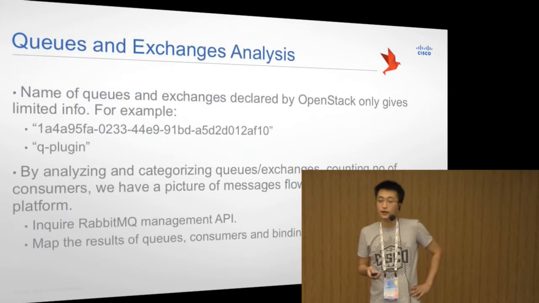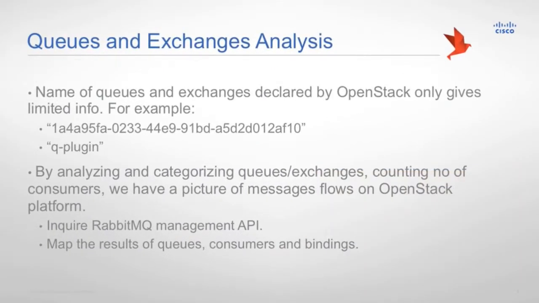So currently we deploy Icehouse and Havana against RabbitMQ. One of the issues we found is that when we try to troubleshoot, we see thousands of queues listed there, but it's not easy to identify which component consumes which queues and what the message flow is. So let me give one example.